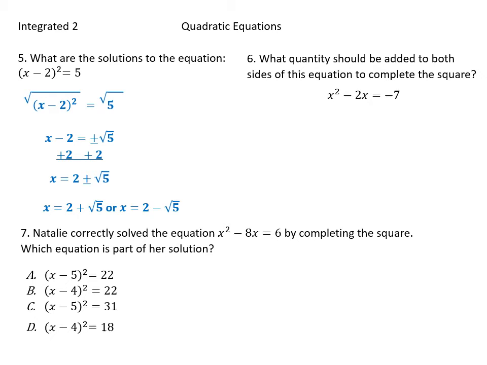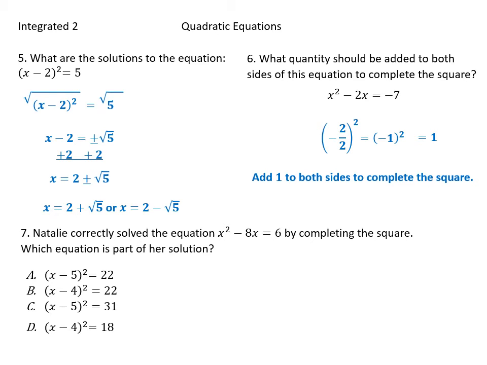And we kind of work similar if we're completing the square. We take the number in front of the x, in this case a negative 2, and divide it by 2. Negative 2 divided by 2 is negative 1, and we square it. Negative 1 squared is 1. So you would add 1 to both sides to complete the square.